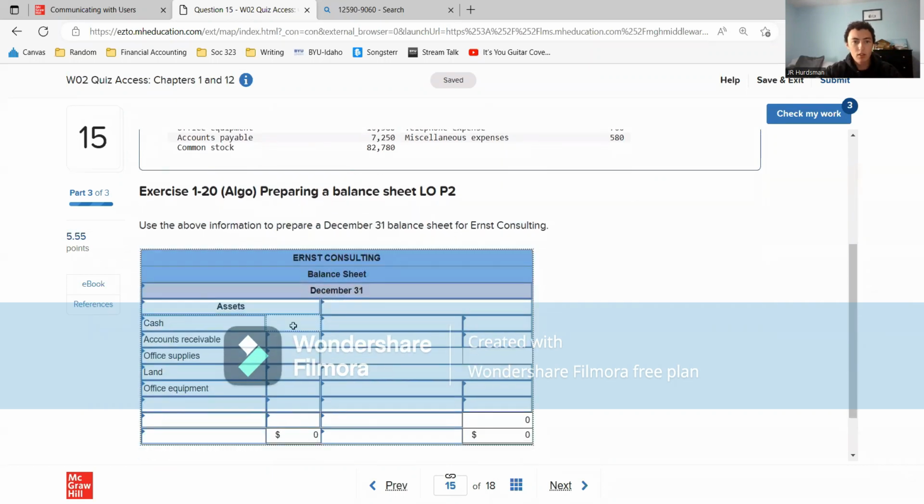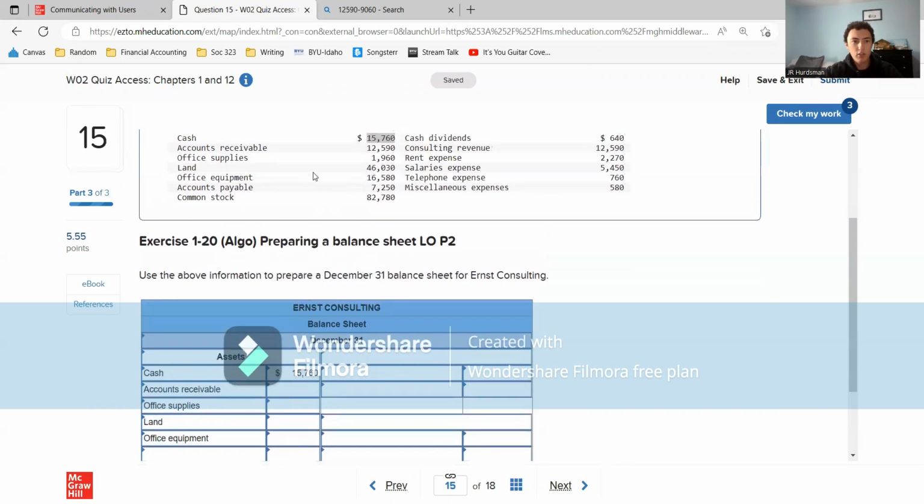All right, now we're just gonna copy and paste all of these numbers into it. Account receivables. All right, now office supplies. What? Come on. Okay. All right, guess we're typing that one in. 1960. All right, apparently my copy paste doesn't want to work right now. There we go. Office equipment.